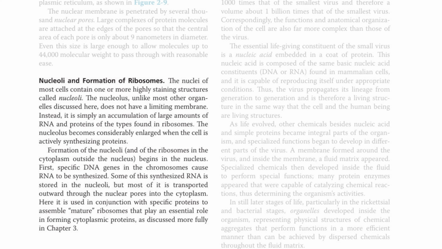Formation of the nucleoli, and of the ribosomes in the cytoplasm outside the nucleus, begins in the nucleus. First, specific DNA genes in the chromosomes cause RNA to be synthesized. Some of this synthesized RNA is stored in the nucleoli, but most of it is transported outward through the nuclear pores into the cytoplasm. Here it is used in conjunction with specific proteins to assemble mature ribosomes that play an essential role in forming cytoplasmic proteins, as discussed more fully in Chapter 3.